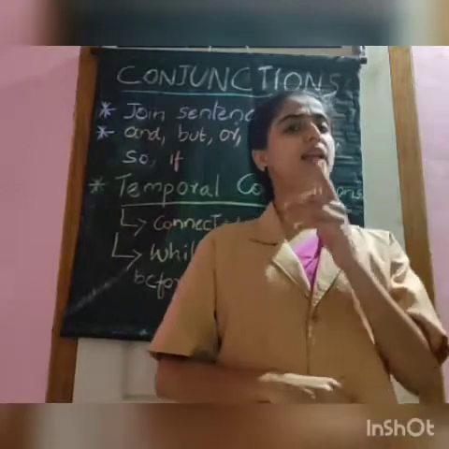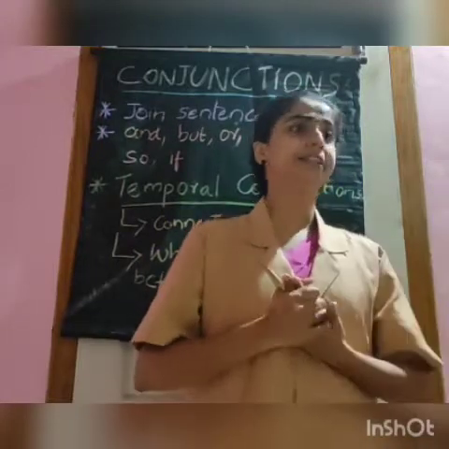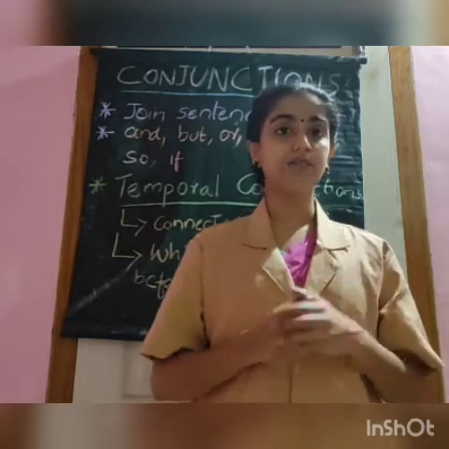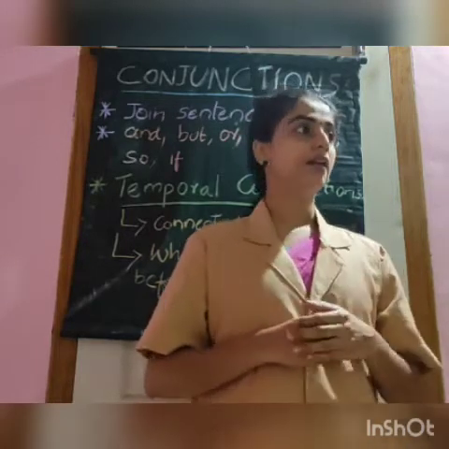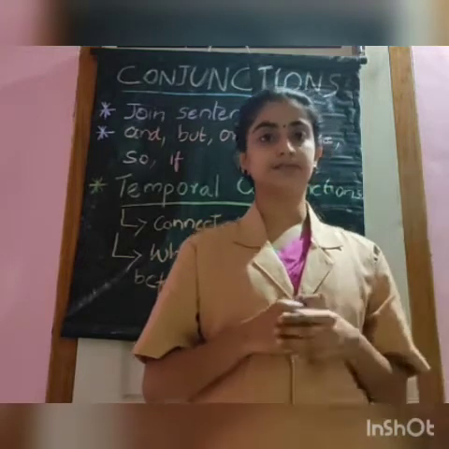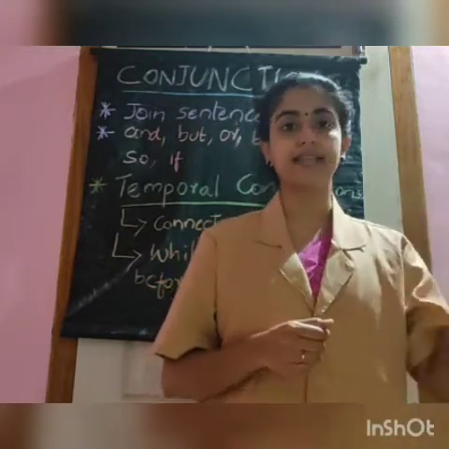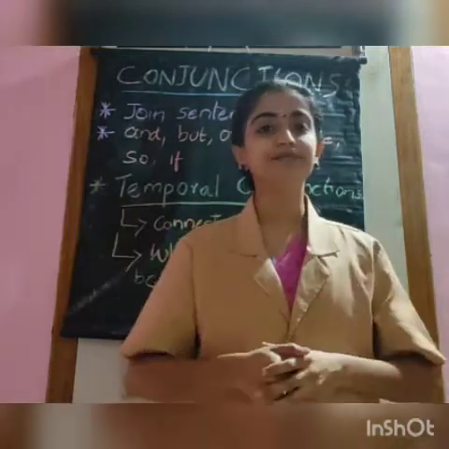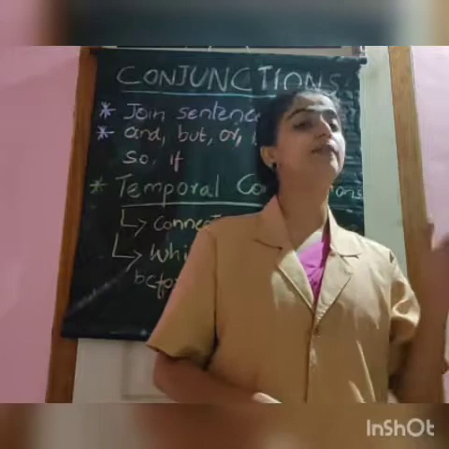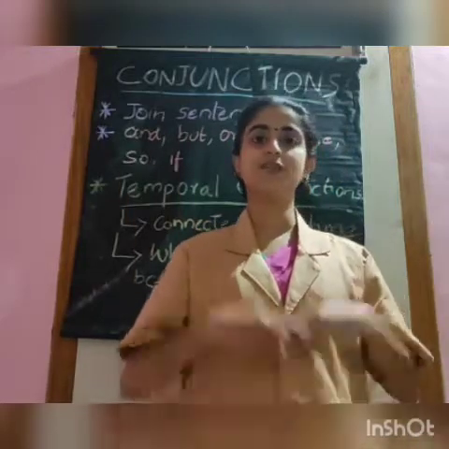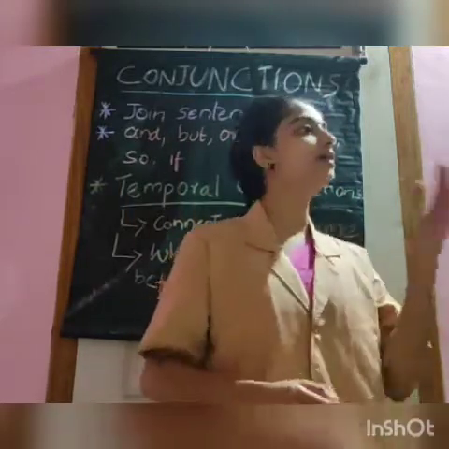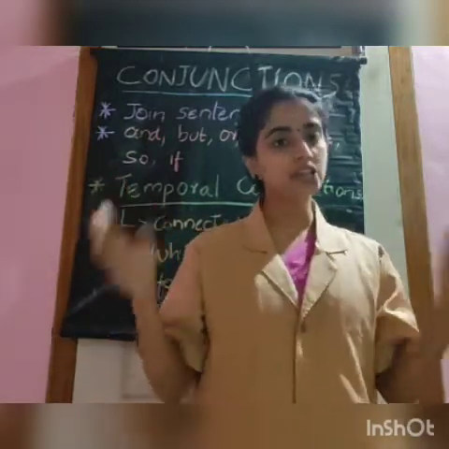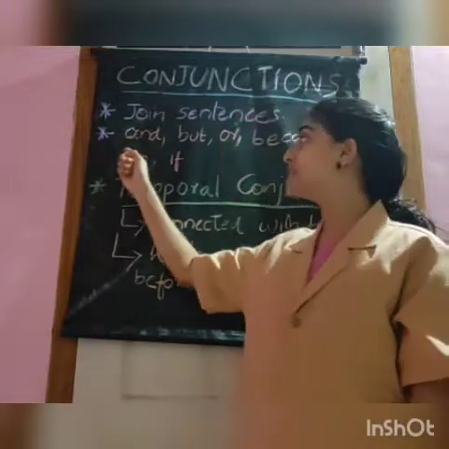Okay, I'll give you an example. I can play with bat. I can play with ball. How can I join it? Yes, I can play with ball and bat. Isn't it? So this is the conjunction. When the two sentences are related, or if they have any connection, any relation, we use the conjunction and.